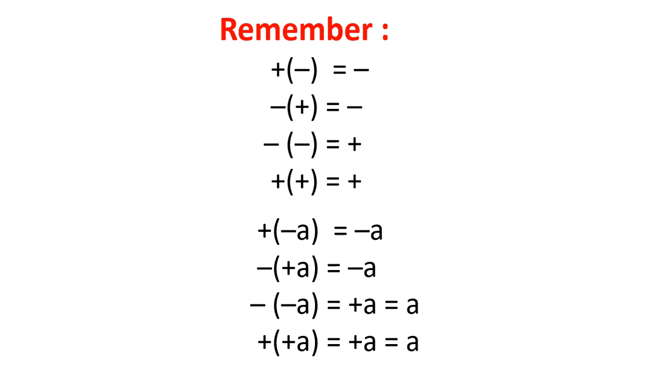So let's say we start with some digits now. Plus, if multiplied by a negative integer, that means plus into minus a is equal to minus a. Minus into plus a is equal to minus a. Minus into minus a is equal to plus a, which is equal to a. And plus into plus a is equal to plus a, which is equal to a. Let's go further on this.